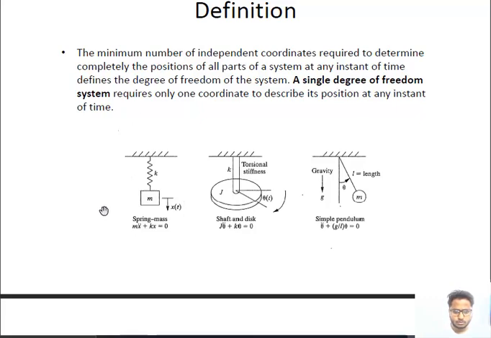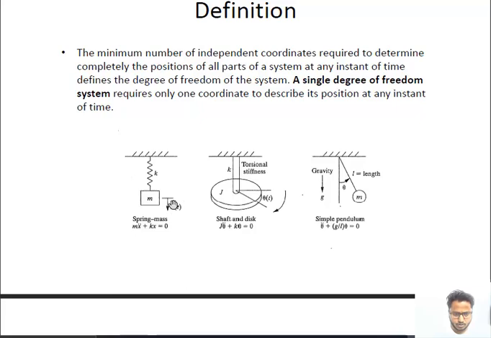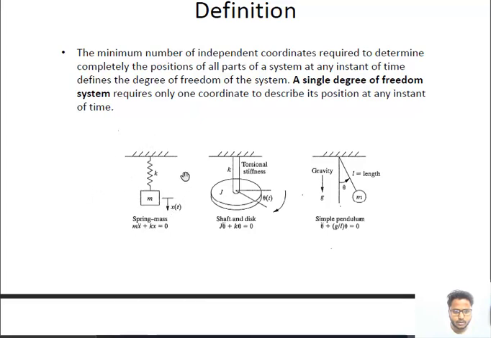We are going to see an example of a single degree of freedom system in the next slide. Here we can see a mass which is disturbed by a motion in the downward direction. Its displacement is x, which is independent of any other elements. So there is only one independent variable, x, which depends upon time only. So this is a single degree of freedom system.